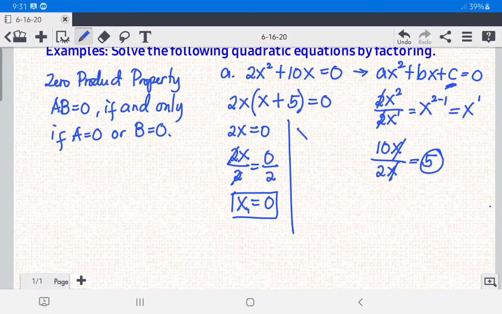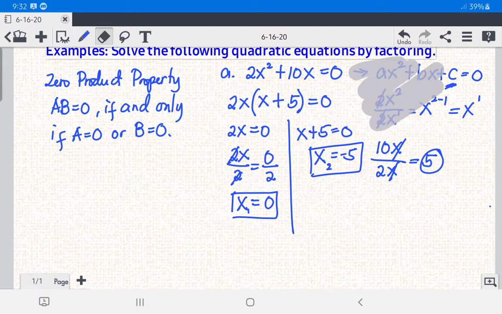For the second solution, again, set the second factor to 0, or equate the second factor to 0. x plus 5 is equal to 0. Then, x now is equal to negative 5. Why? Because you subtract 5 on both sides of the equation. So, the second solution is negative 5. Then, after that, you're going to check. Let us check.